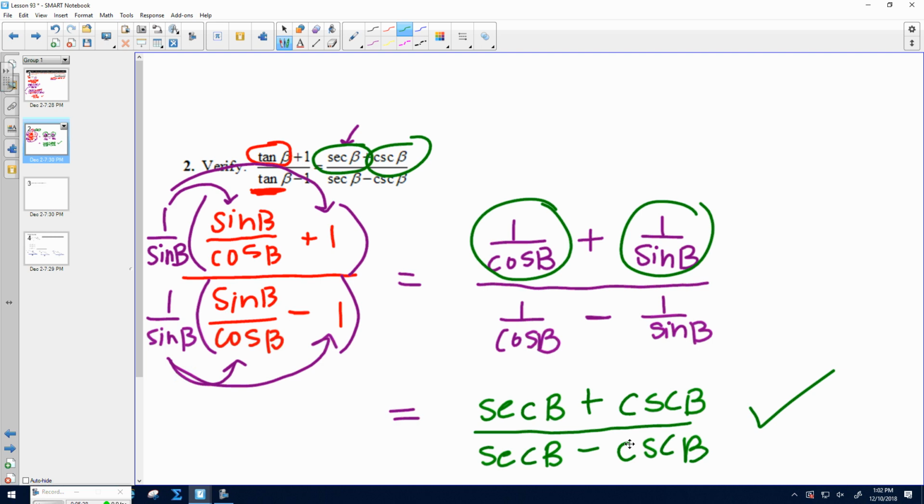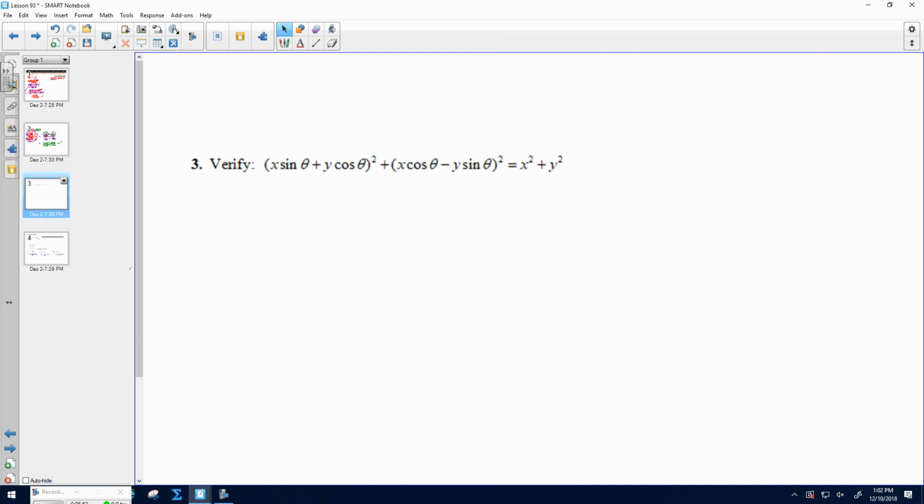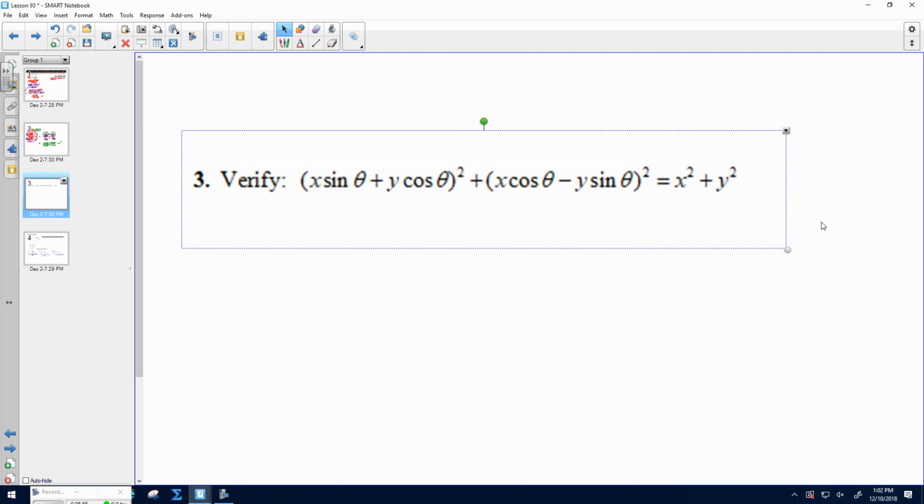Okay, so this one's a little harder. You got to think about what should I multiply by to cancel what I need to cancel in order to get what I need to get. So you kind of have to look ahead here, which is challenging. This one looks hard, but it's actually not that bad.